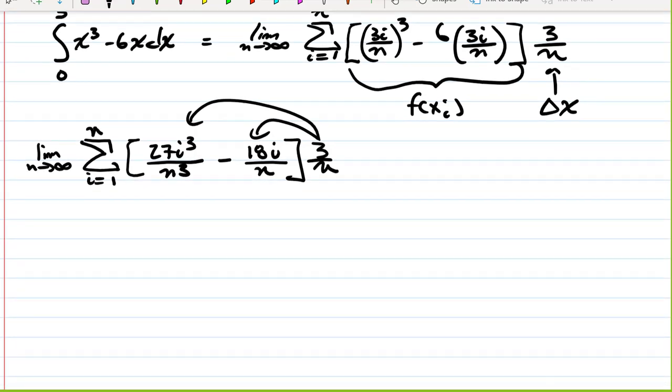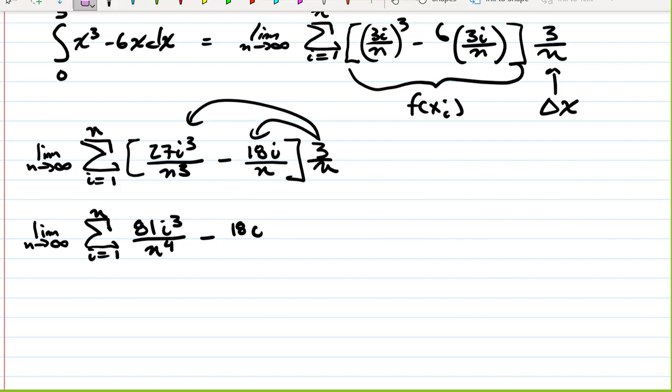So we keep going. We have the limit as n goes to infinity of the sum as i goes from 1 to n. 3 times 27 gives us 81 i cubed. n cubed times n is n to the 4th, minus 18 times 3 is 54, i all over n squared.